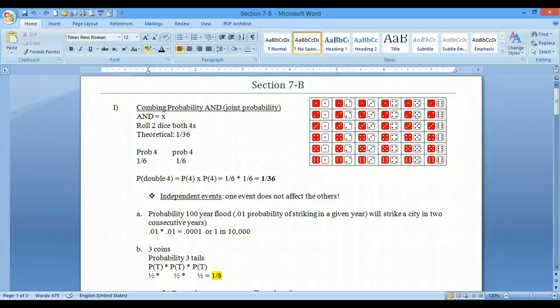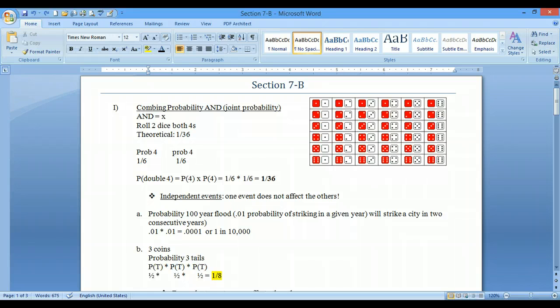Welcome to Section 7b. We'll be talking about probability, joint probability, independent events, dependent events, and so forth. So, Roman numeral 1, where we're going to be combining probability using "and," or joint probability. And means times when we're talking about probability.